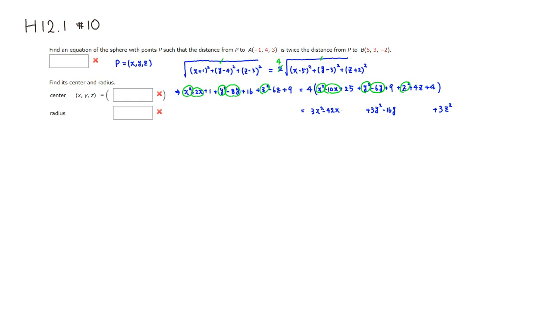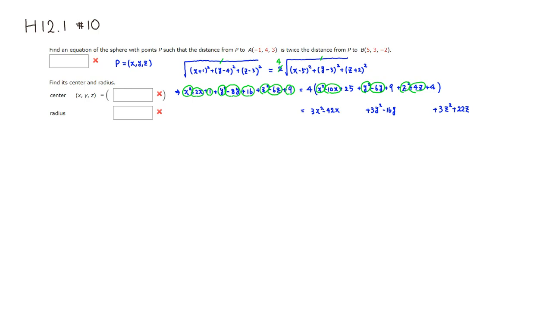And how about the z terms? You have negative 6z here, and there is 4 times 4, which is 16z. So 16 plus 6 is going to be plus 22z. Then we have to take care of the constant terms. There's a 1 here, and that makes it 10, and there's going to be 26.